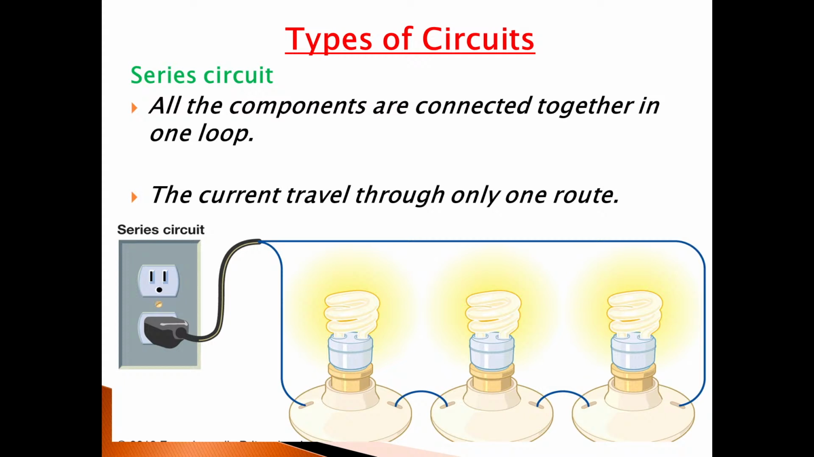Alright, so as for the circuit, we have different types of circuit. We have the series circuit. So all components are connected together in one loop. So we're looking at the image now. You're seeing 3 bulbs, and the 2 blue wires coming from the cable. So this is what we call a series circuit. They really look uniform.